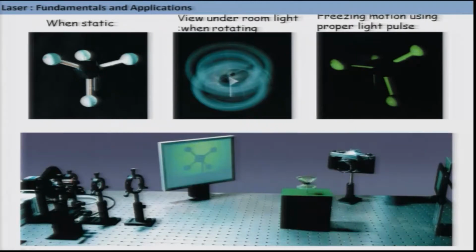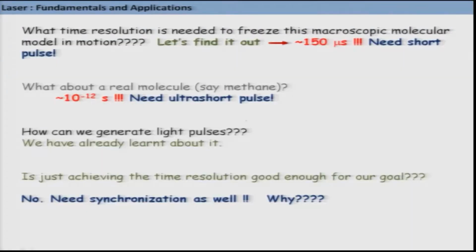So, this is exactly the experimental geometry one can think of, that this model is making a rotational movement here, and the light is being sent to it, and then there is a blocker here, and the camera sitting here takes the picture. If this light pulse is fast enough, or short enough, sorry, then you can freeze this motion and you can get an image like this. Okay. So, what is the time resolution that you will need? It needs to be something like 150 microsecond. Okay. So, you need to be short.